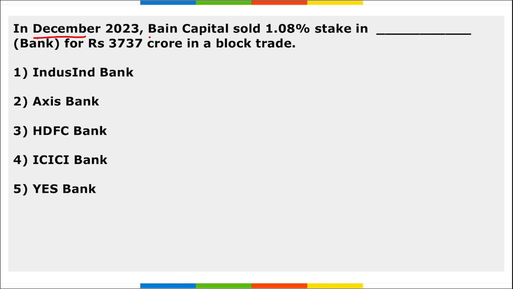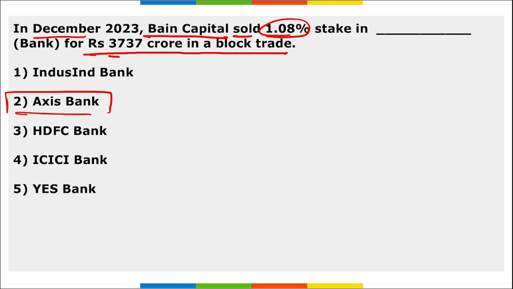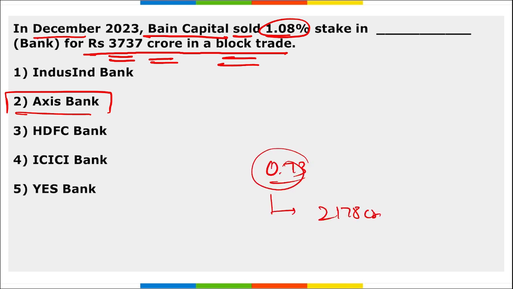Next, in December, Bain Capital sold a 1.08% stake in dash Bank for 3,737 crore rupees in a block trade. So Bain Capital sold their 1.08% stake in Axis Bank for 3,737 crore rupees in a block trade. Remember, this was the second sell-down of Axis Bank by Bain Capital. Previously, they sold a 0.73% stake for 2,178 crore rupees, and now 1.08% sold for 3,737 crore rupees.